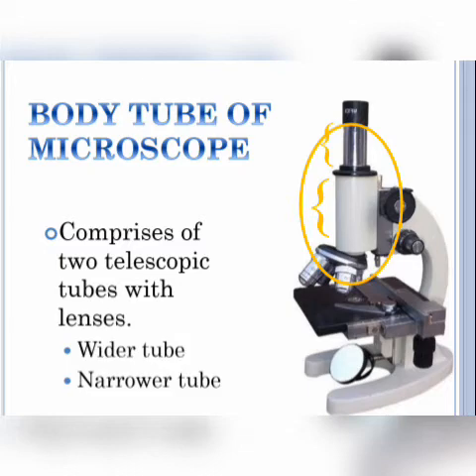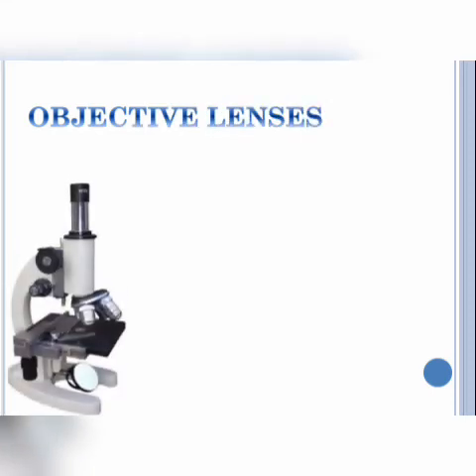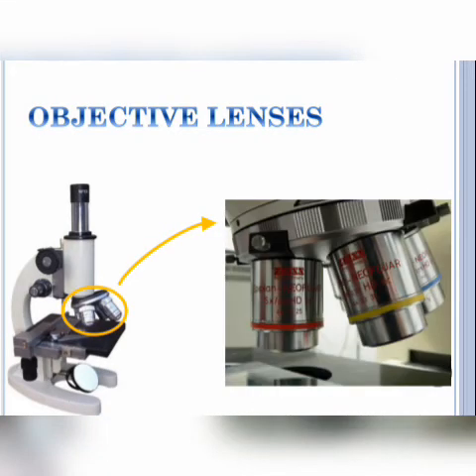The next topic which we will discuss is objective lenses. Objective lenses are primary optical lenses on a microscope, and a typical one includes 3 to 4 lenses mostly.